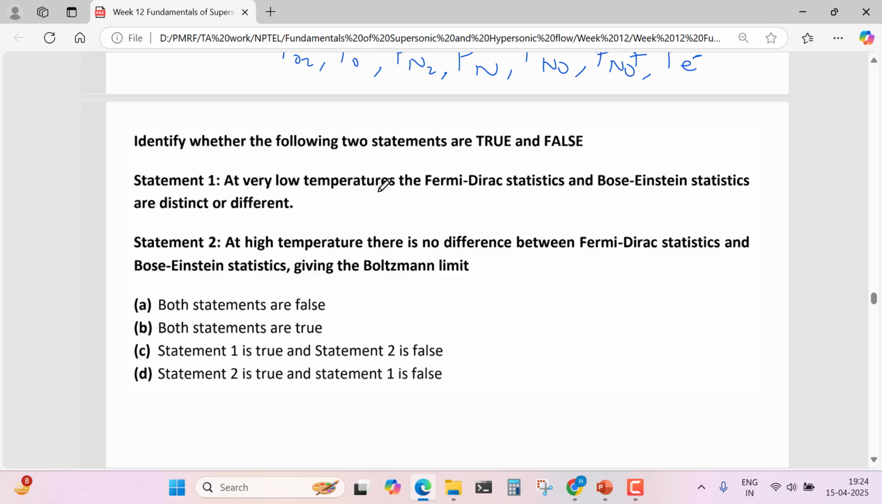Option A. Both statements are false. Option B. Both statements are true. Option C. Statement 1 is true and statement 2 is false. Option D. Statement 2 is true and statement 1 is false. So it is about the Fermi-Dirac and Bose-Einstein statistics. So which one is the correct option?